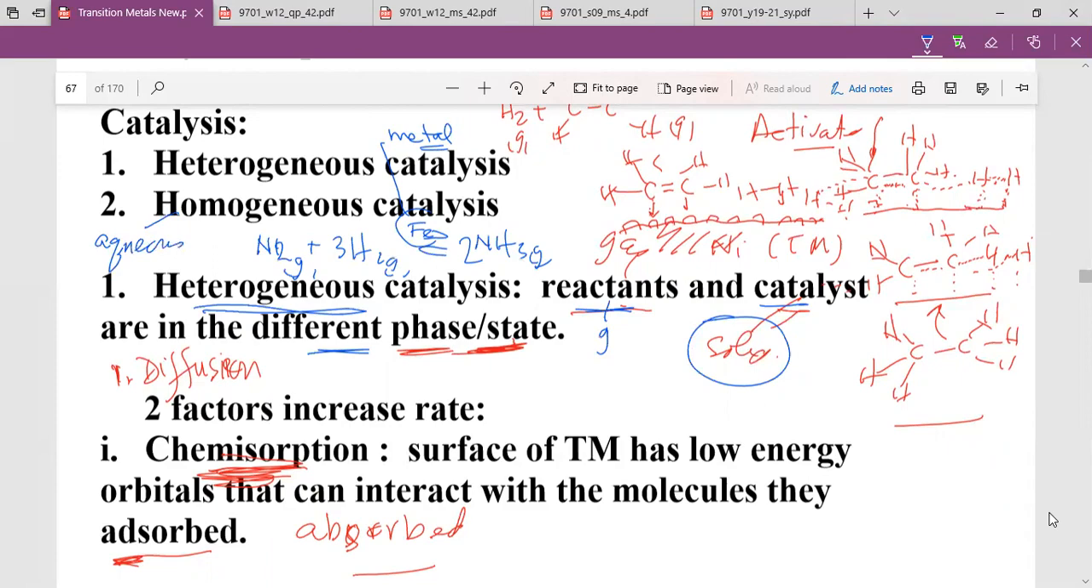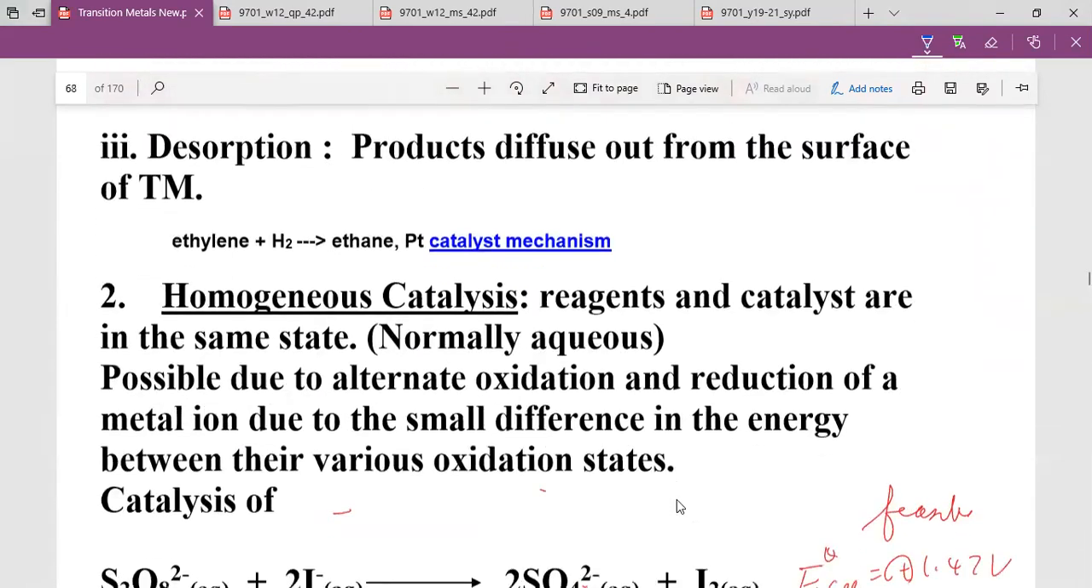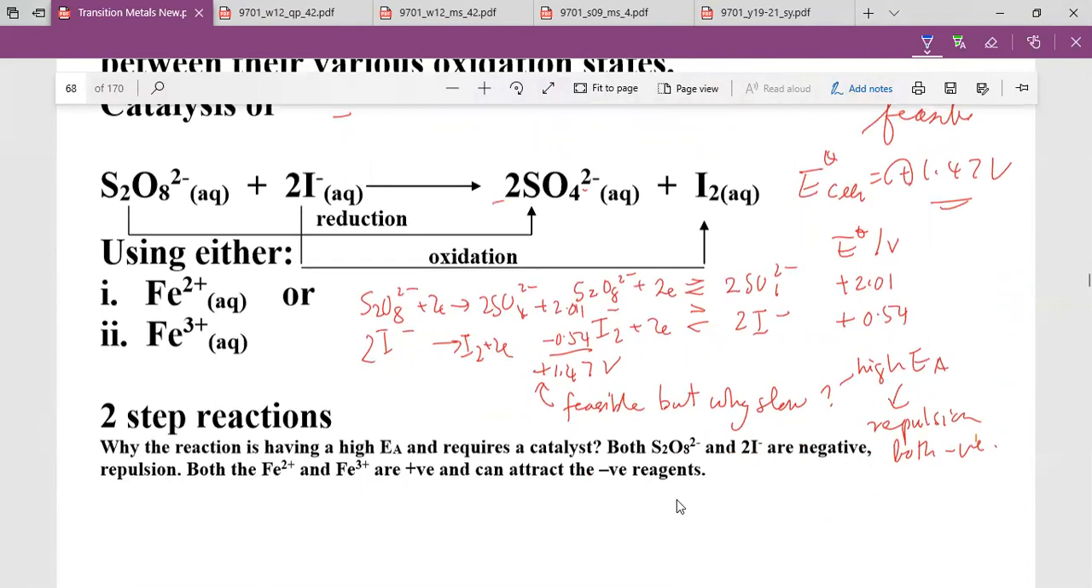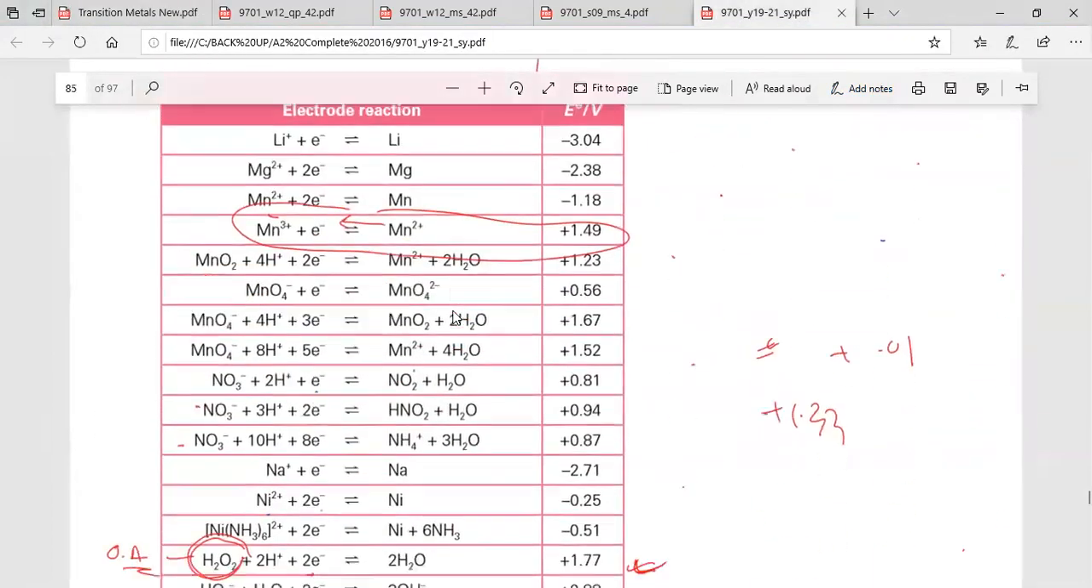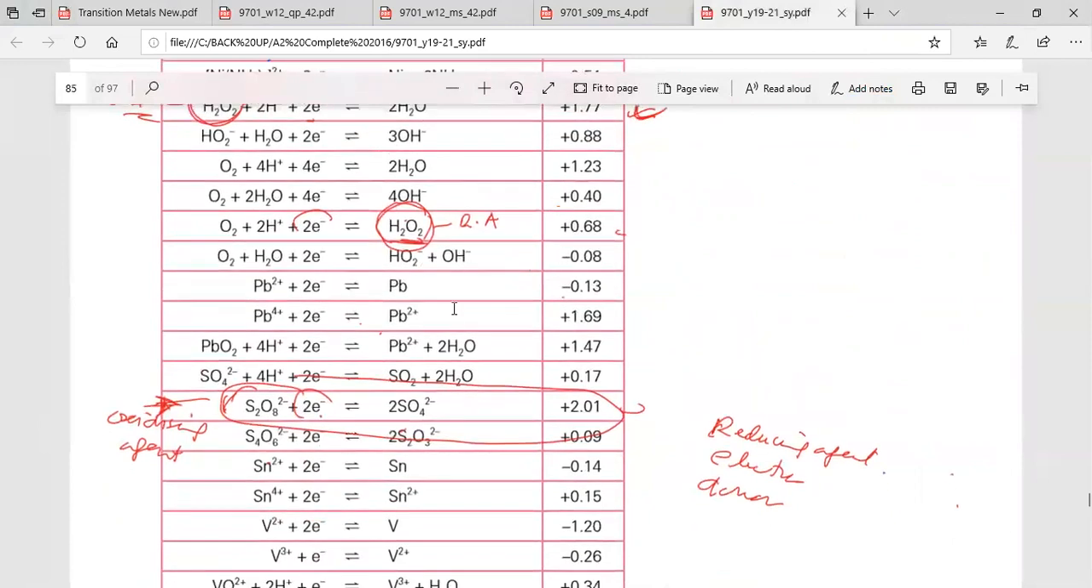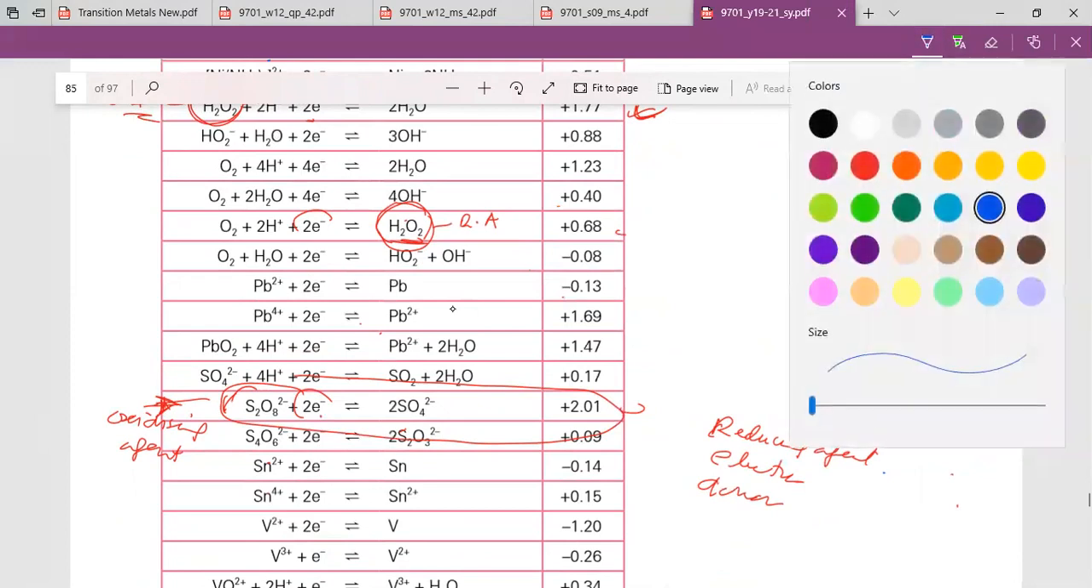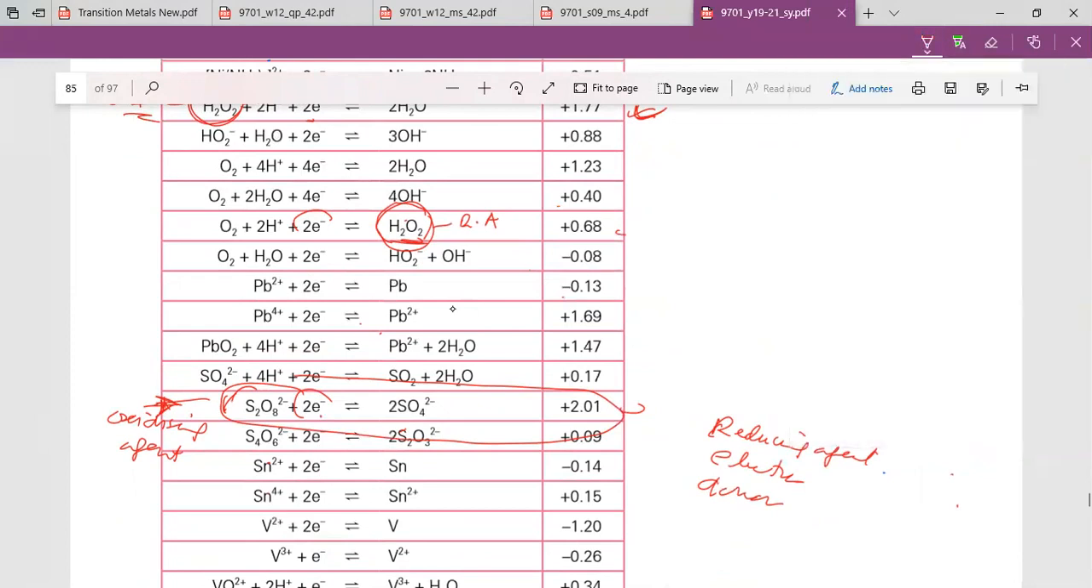You will see later, this is the one that they will always give you. This is called peroxodisulfate, now it's called persulfate ion. It's a very famous one. Remember, you must know how to use this from your data booklet as I showed you before. You can see S2O8 2 minus. This one will accept electrons. It's an oxidizing agent, a very common oxidizing agent.